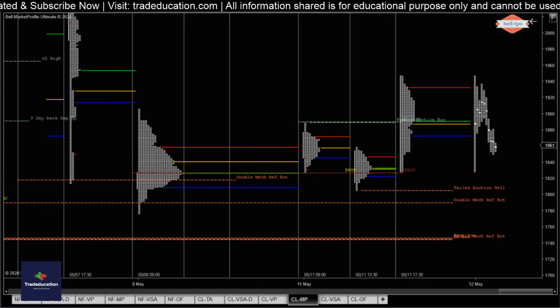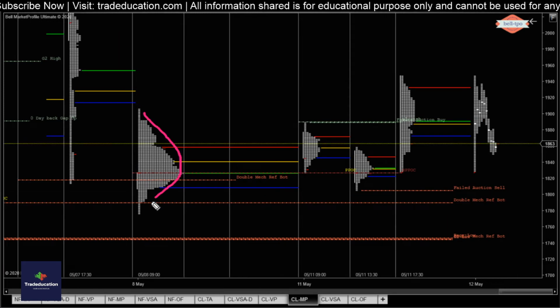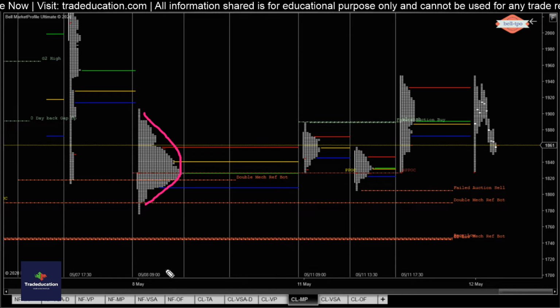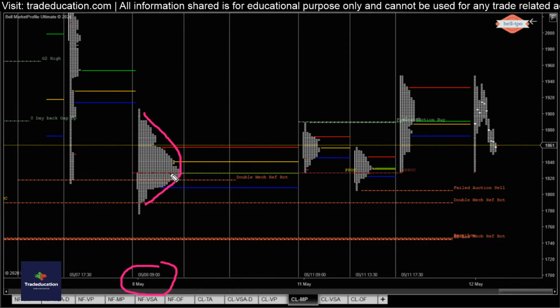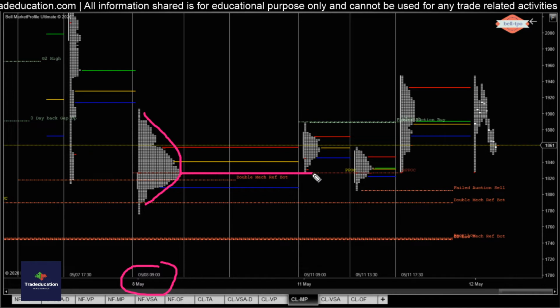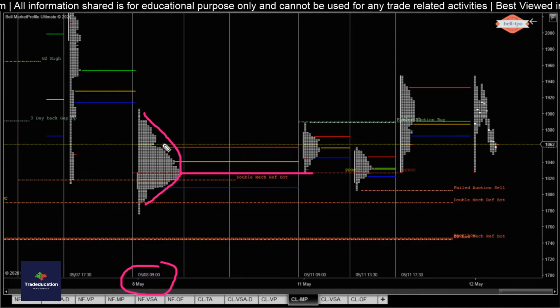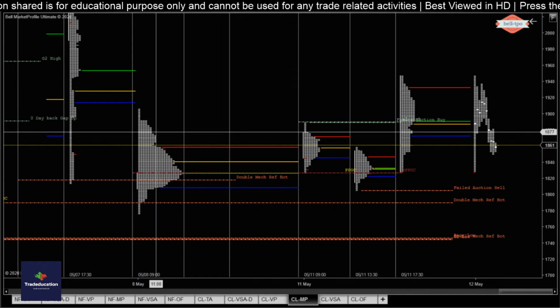Okay, so what you have here is nothing but a 3-day composite profile of the 8th of May. Okay, so one of the points of reference was this point of control. Okay, and what had happened is, let me do one thing, let me split this, and it will provide you some more clarity.